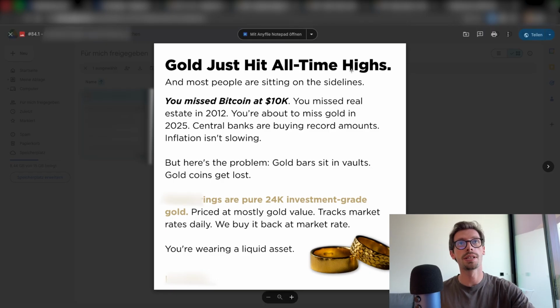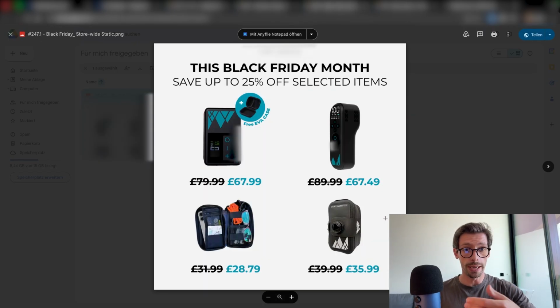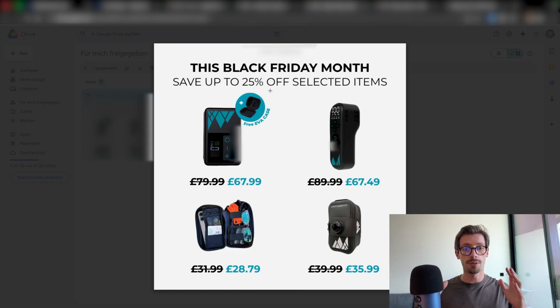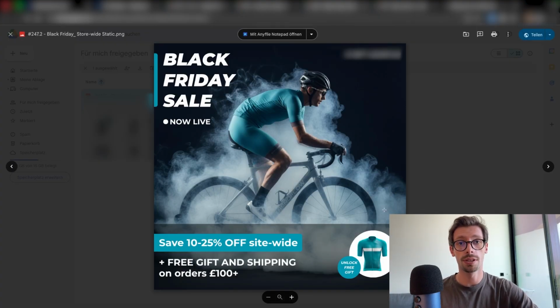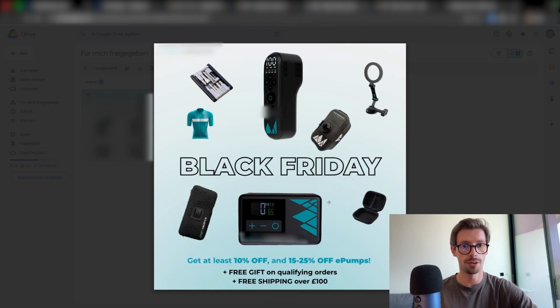Now to show you another example, here's another one. The overall angle is Black Friday, and that is the main thing, right? This is the constant variable. This is what we're not testing. What we're testing is just the visual format here, because here we have an execution like this, then we have an execution like this, which looks very different, but again still the Black Friday sale angle, and then we have an execution like this. You can see the visual format is very different.